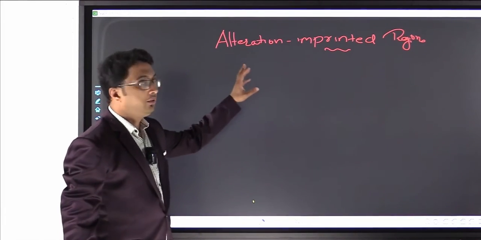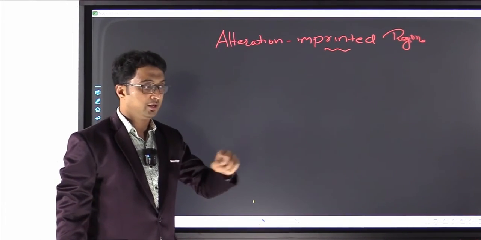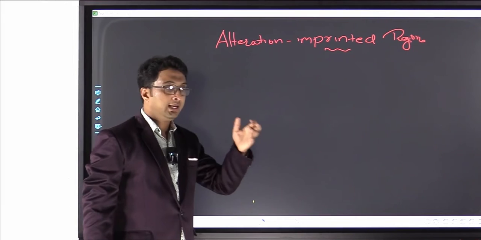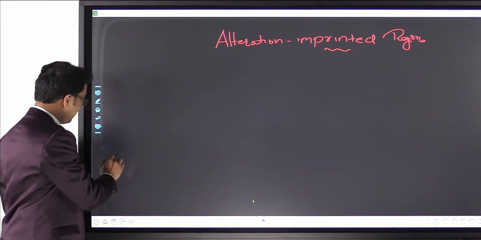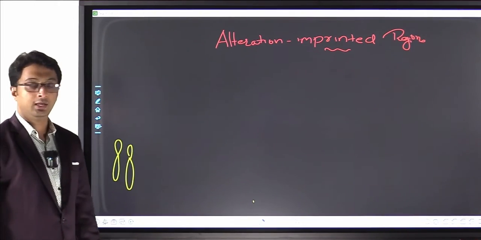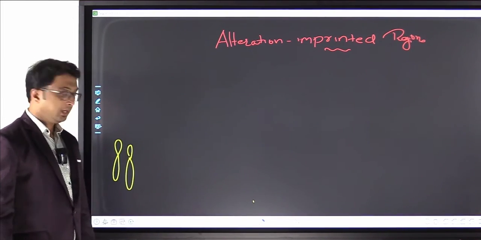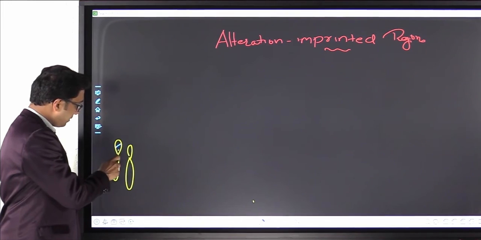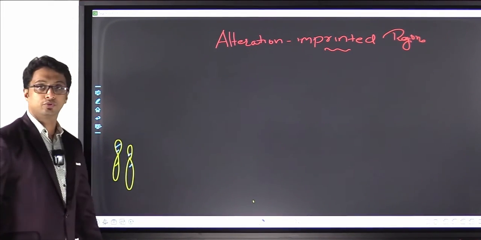Now, disease is due to alteration in the imprinted region. I'll make you understand this. See, it has been known that there is one pair of chromosomes, isn't it? One is coming from mother and the other is coming from father. It was thought that it is an actual pair. There is no difference between both of them.